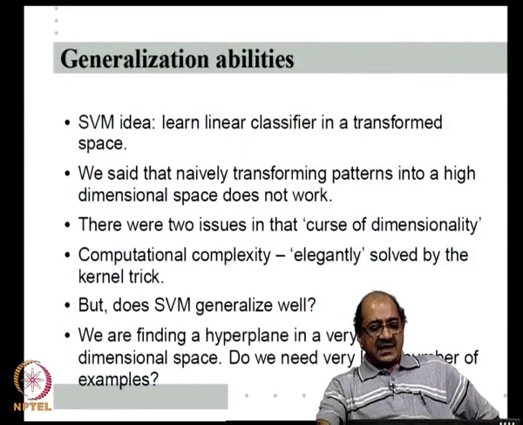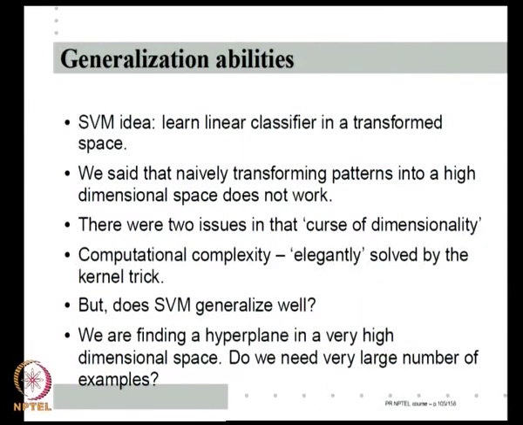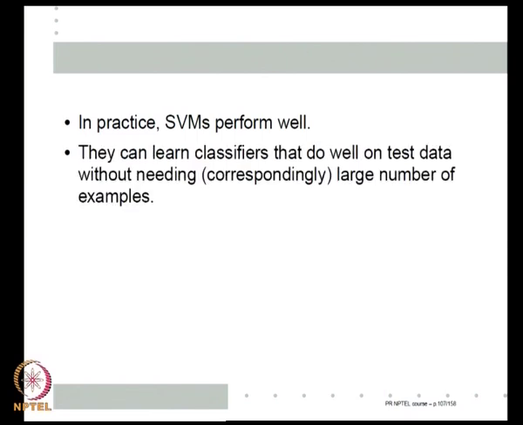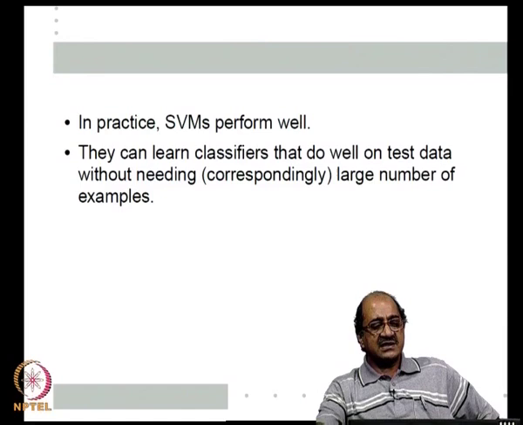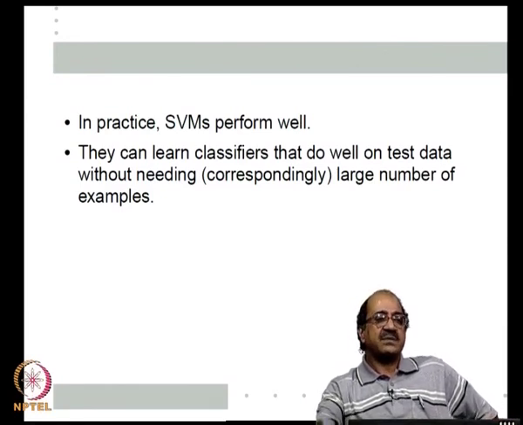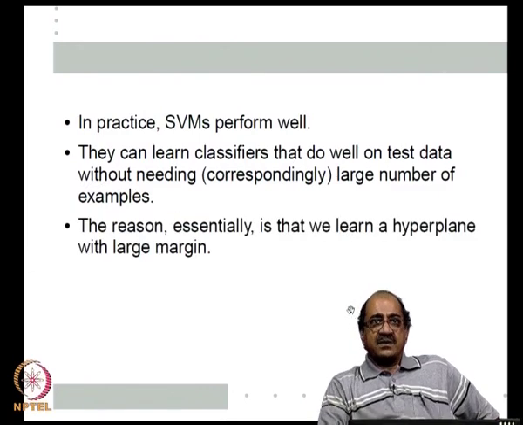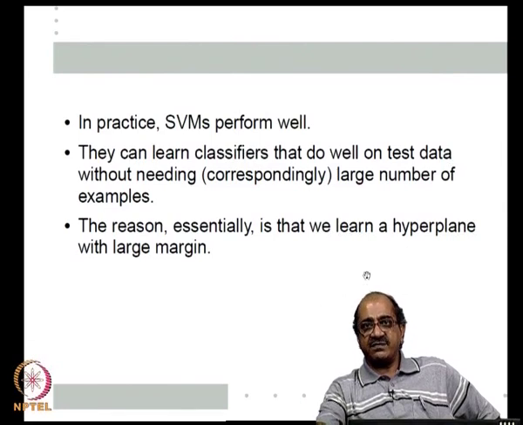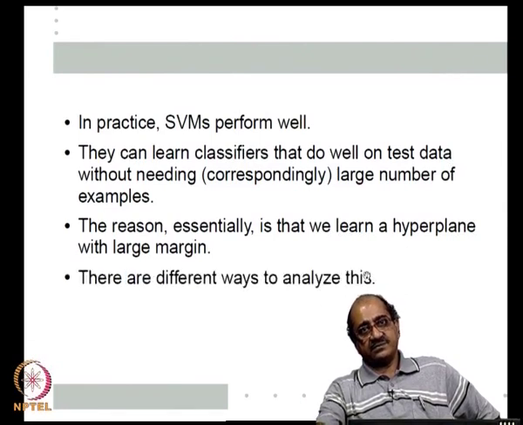Well, so the idea is, because you are finding a hyperplane in a very high dimensional space, do we need correspondingly larger number of examples to get good generalization? As it turns out, in practice, SVMs perform very well. That is, they learn classifiers that do very well on test data without needing a correspondingly large number of examples. You need as many examples as you would have needed if you were learning a linear classifier in the original domain. Why does this happen? The reason essentially is that we learn a hyperplane with a large margin. We are not searching for any hyperplane classifier, but a hyperplane with a large margin.